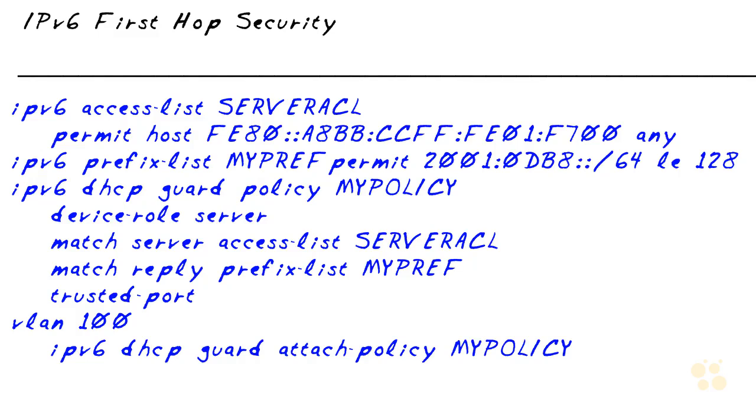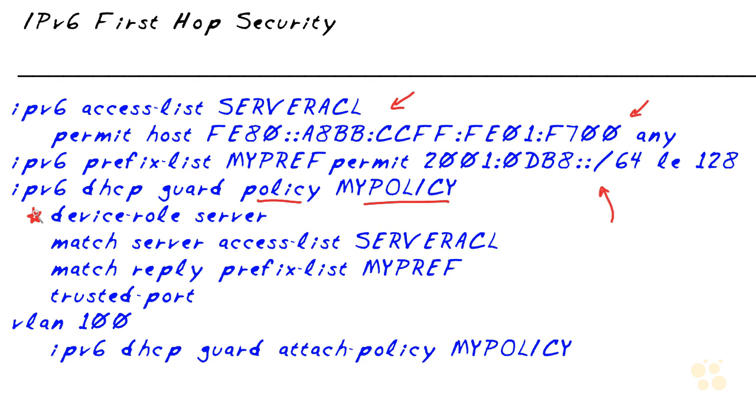Look at this example. This is DHCP guard, specifically DHCP v6 guard. And here you can see I create an access control list for v6 called server ACL, and we permit a specific host link local address. Sure enough, we then create a prefix list that specifies a particular prefix, and we create an IPv6 DHCP guard policy named My Policy. We indicate the device role.